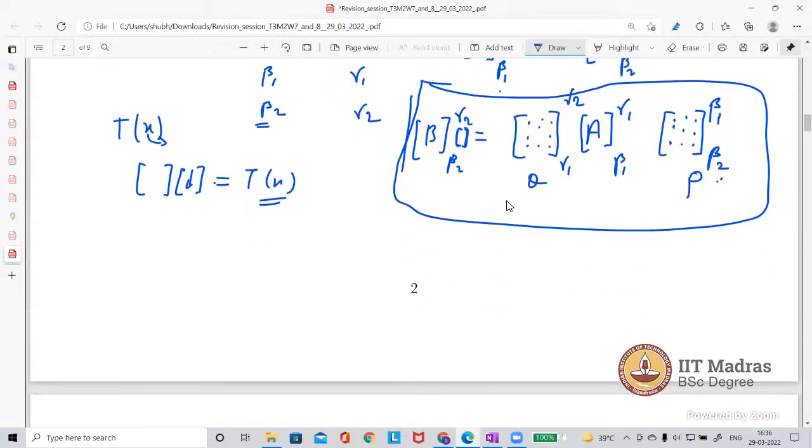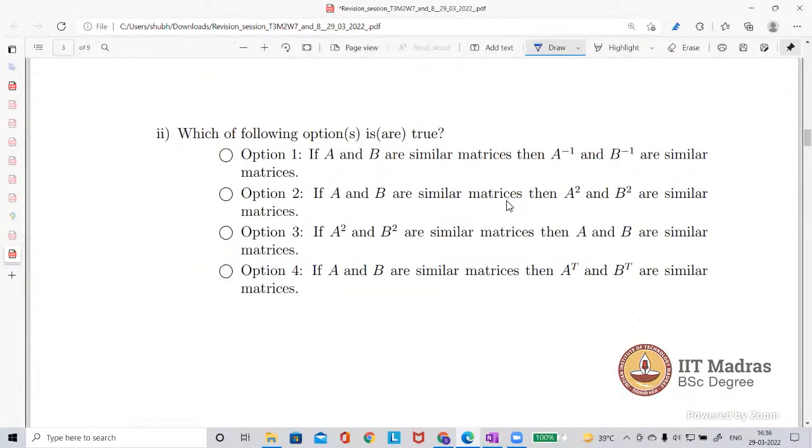Okay, so let's solve this, then we will discuss more concepts about similarity. Let me know which option is going to be correct.